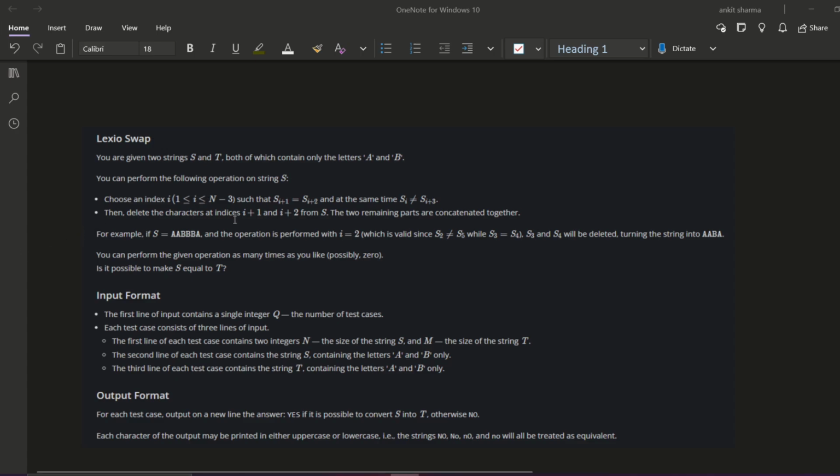Then delete the characters at indices I+1 and I+2. Those are the same characters, the middle equal characters, that we can remove. The remaining parts are concatenated. So simply we are removing those two middle equal characters.